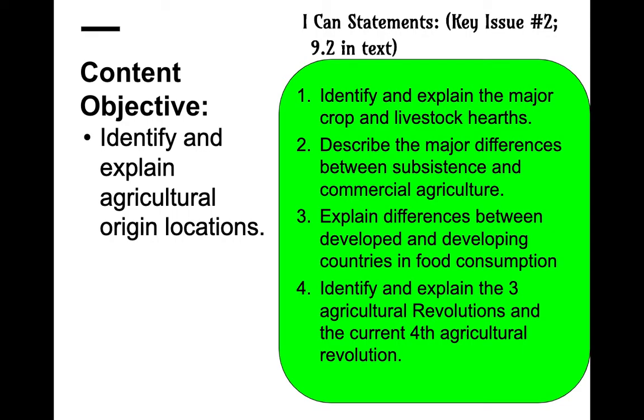I-CAN Statements. 1. Identify and explain the major crop and livestock hearths. 2. Describe the major differences between subsistence and commercial agriculture. 3. Explain differences between developed and developing countries in food consumption. 4. Identify and explain the 3 agricultural revolutions and the 4th agricultural revolution.